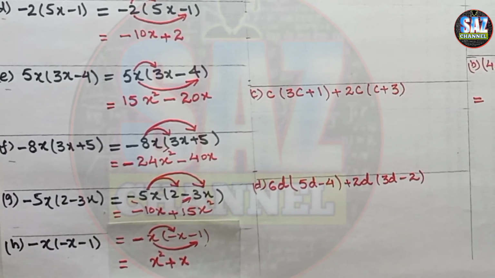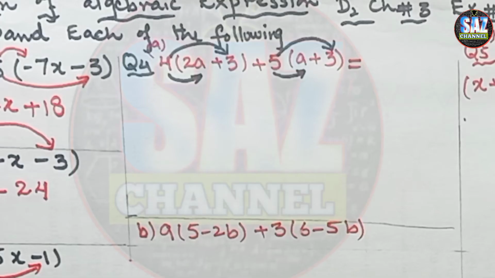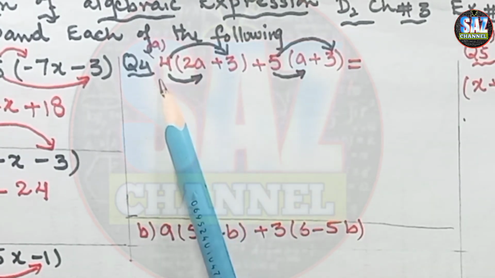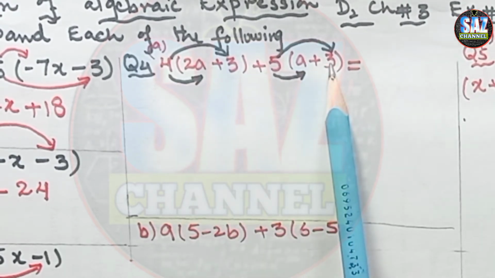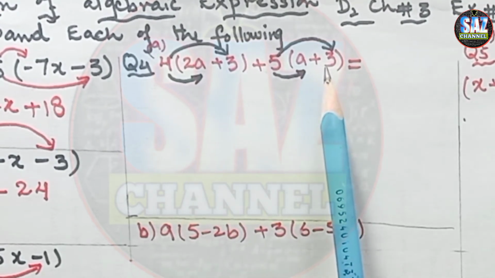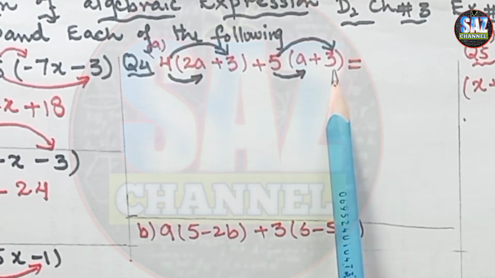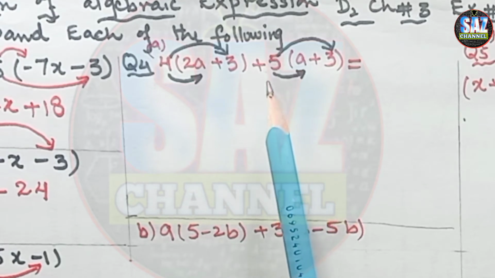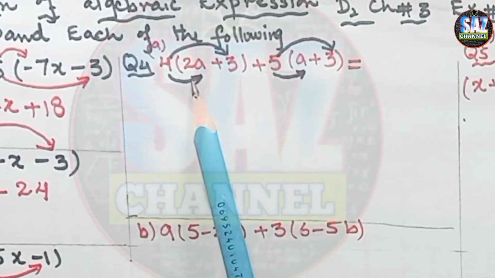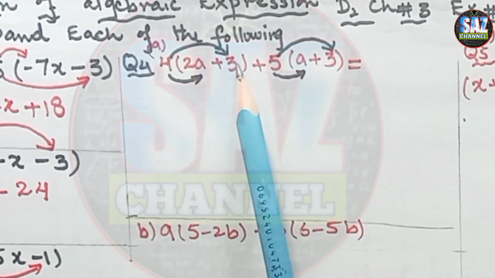Let's move to question number 4. Question 4 says: expand and simplify each of the following. The first part is 4 into 2a plus 3 plus 5 into a plus 3. The question has two parts: first, expand, and then we have to simplify. I hope you know well that expand or expansion means to remove the brackets.